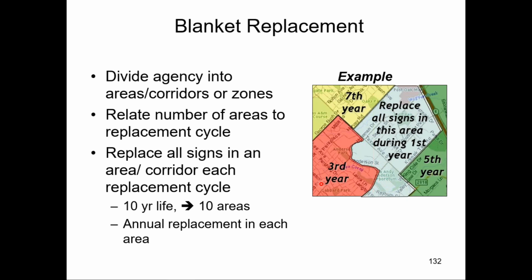And then the second ward, you'd replace all the signs in the second ward during the second year, and so forth. Maybe you have 10 or 12 wards, just making that up, and your sign life is, say, 12 years. Then after year 12, you go back to Ward 1 and replace all those signs in year 12 or year 13. So that's how it works. You replace all the signs in a particular zone or area or corridor.